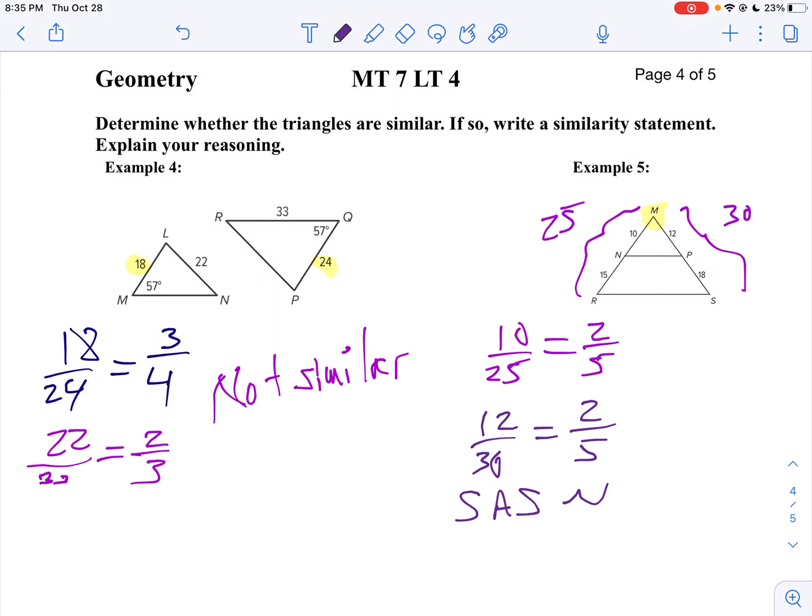And then we're going to write down the names of our triangles. So I'm going to say triangle MNP is similar to triangle MRS. And those are your two similar triangles.